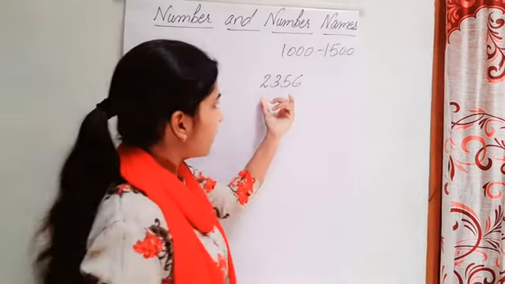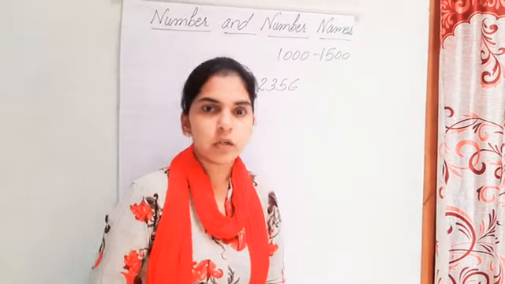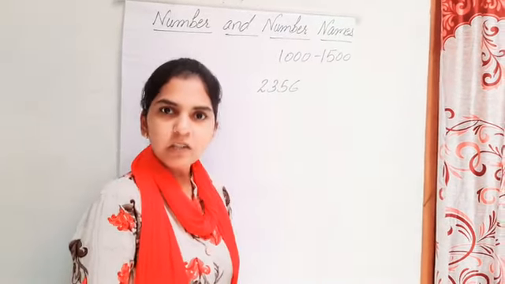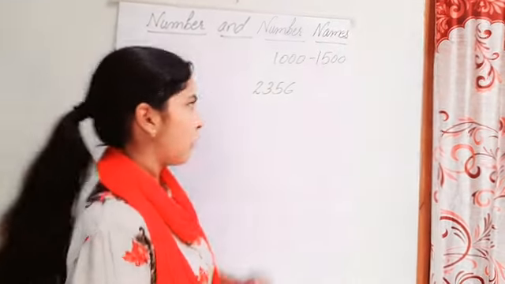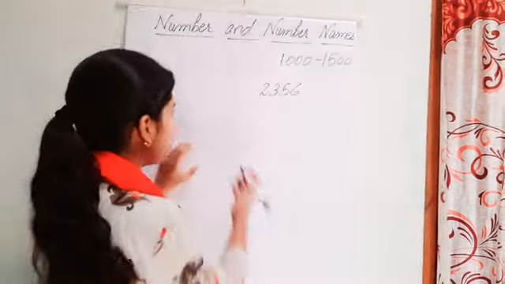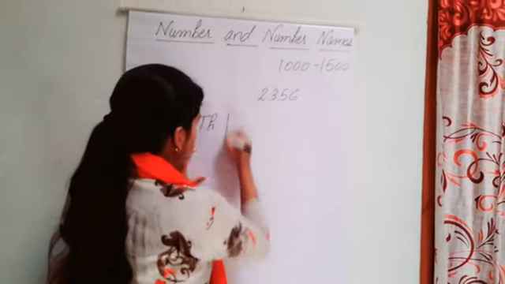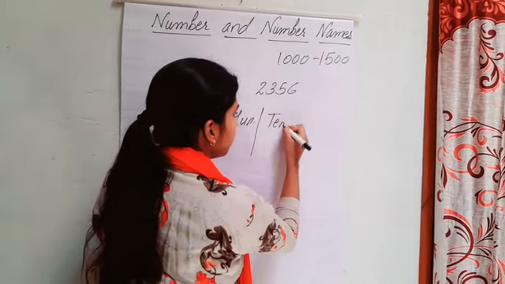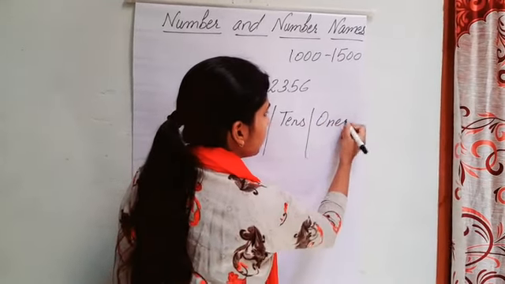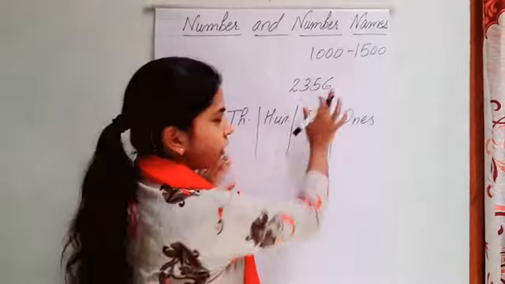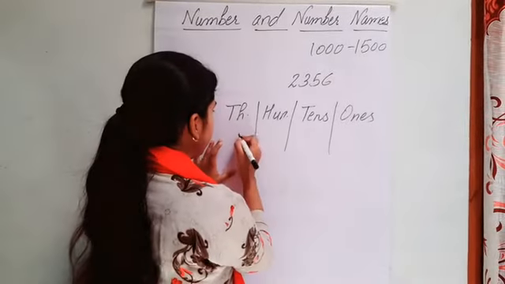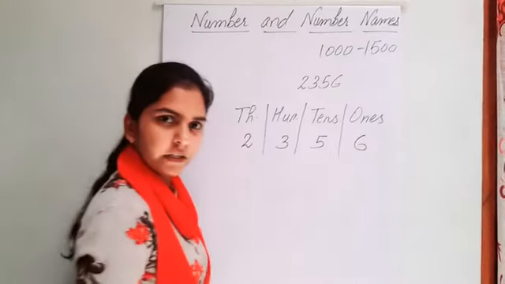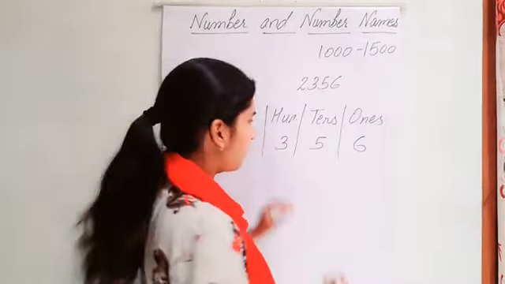For that, as I told you yesterday, to read a 4-digit number, first of all, we will put this number in the place value chart, right? So let's put this number in the place value chart. First of all, let's draw the place value chart. Now I am going to write this number in this chart. Now let's start reading this number.